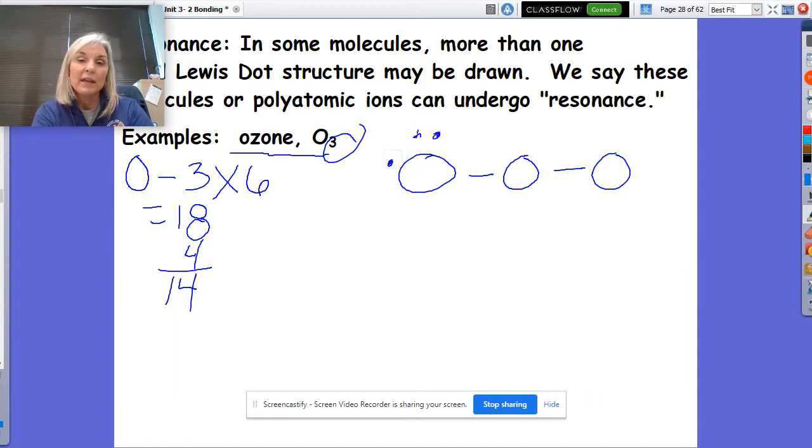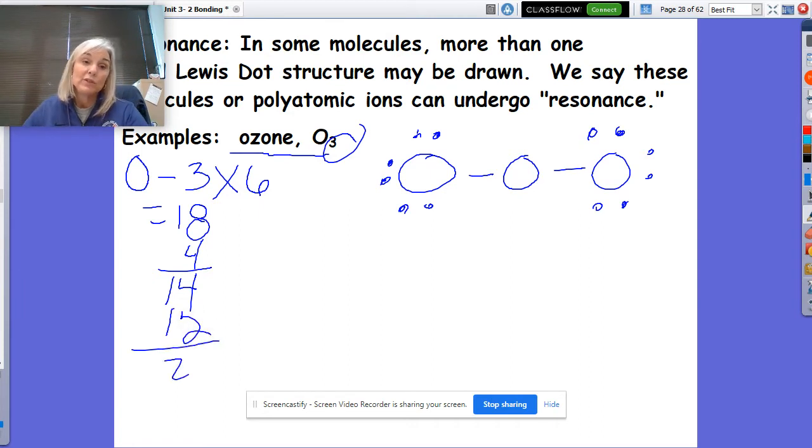So I'm putting my oxygen's electrons to make an octet. We put 6 on this one and 6 on that one, so that gives me a total of 12. So I have 2 left over, and that goes on the middle one. If you look, our outside oxygens both have an octet: 2, 4, 6, 8; 2, 4, 6, 8. But now let's look at the middle one: 2, 4, 6.